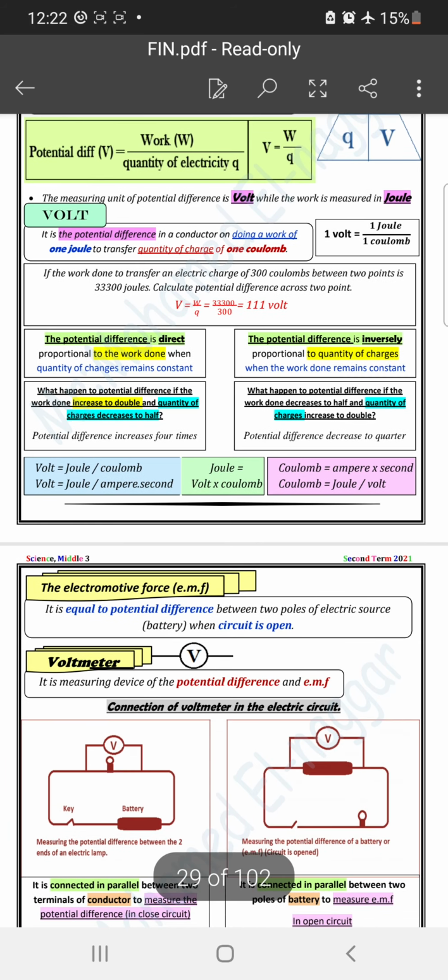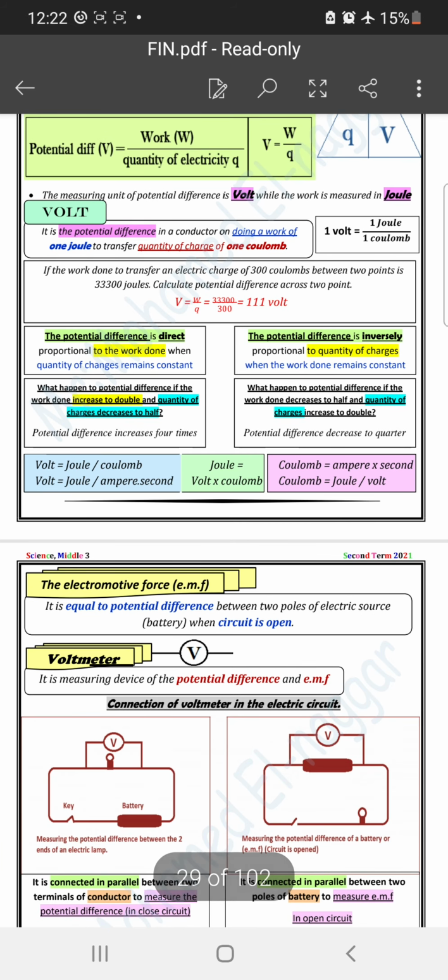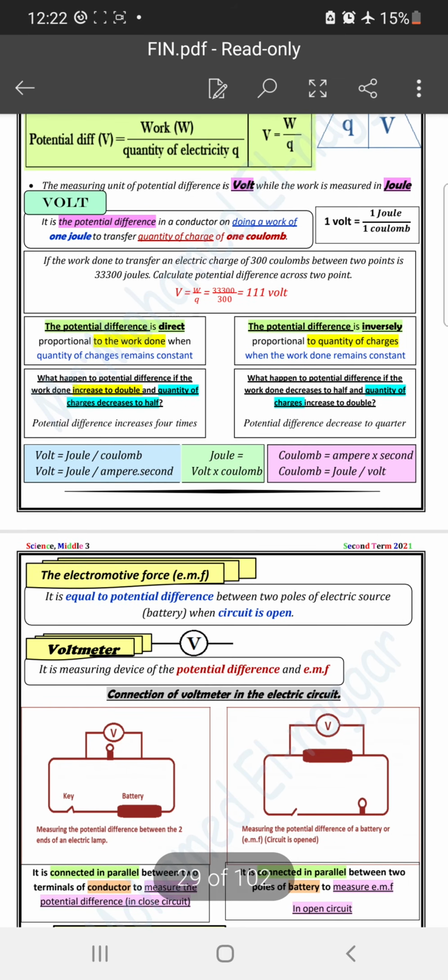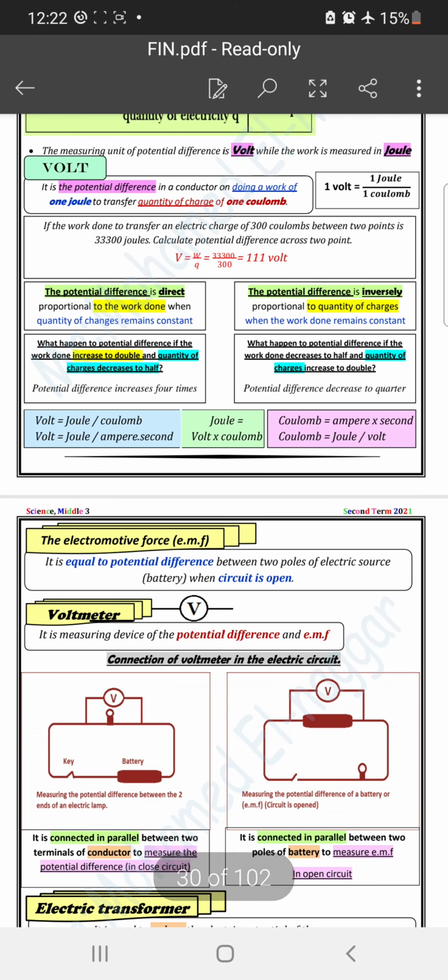So volt is the potential difference in a conductor when doing a work of 1 joule to transfer a quantity of charge of 1 coulomb. If the work done to transfer an electric charge of 300 coulomb between 2 points is 33,300 joules, calculate the potential difference across the 2 points. V equals W over Q, which means 33,300 over 300 equals 111 volts.